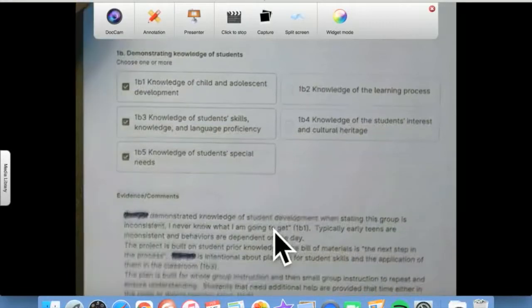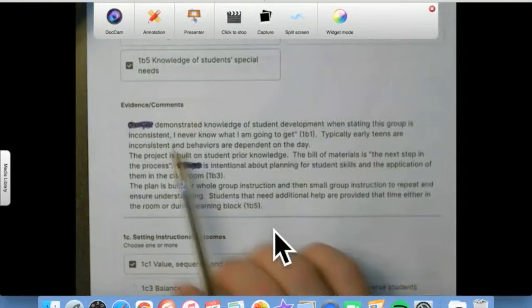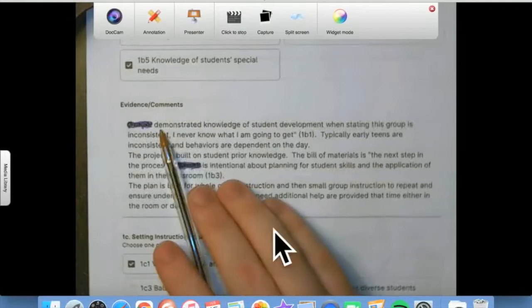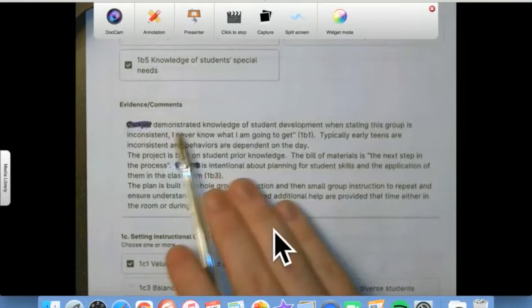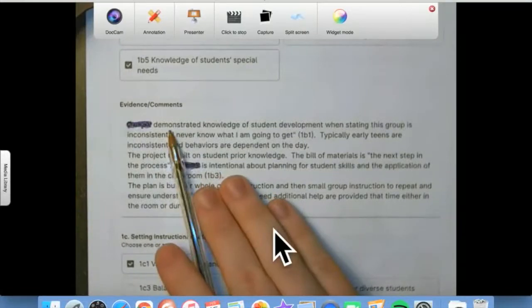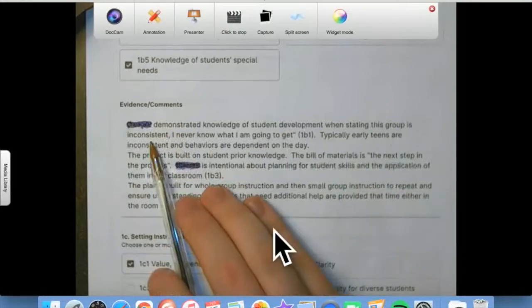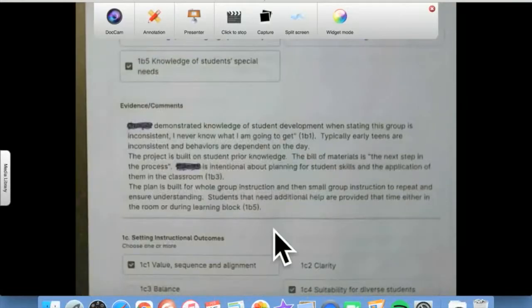What really comes down to what's more valuable is the comments that you get and being able to decipher what they actually mean. In this case, I've crossed out where names are, but these are referring to me, essentially. So I demonstrated knowledge of student development when I stated that the group I was teaching is inconsistent. And then she quoted me as I told her, this particular group, I never know what I'm going to get from day to day. Some days are great, some days are an absolute struggle. And I made sure that my administrator knew that.